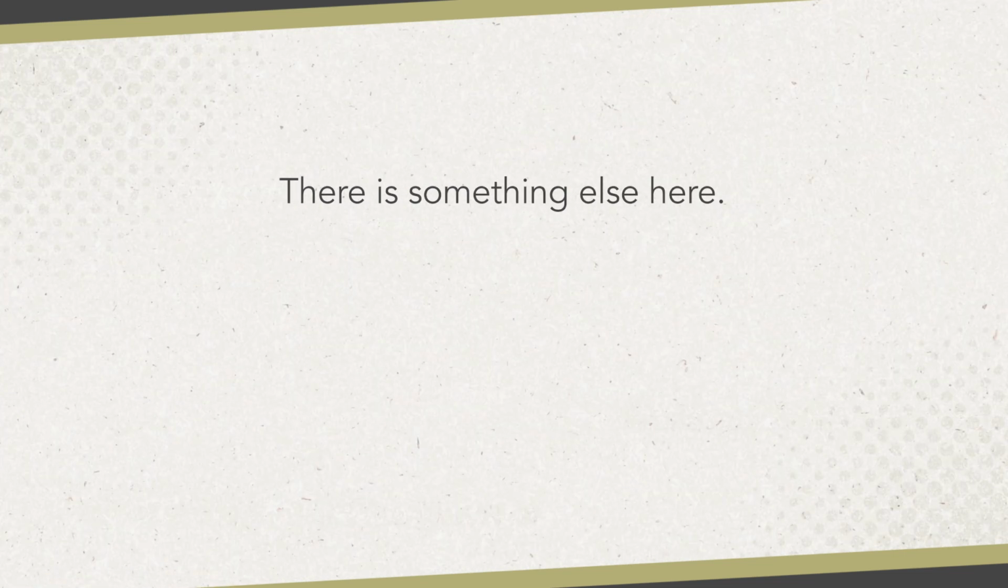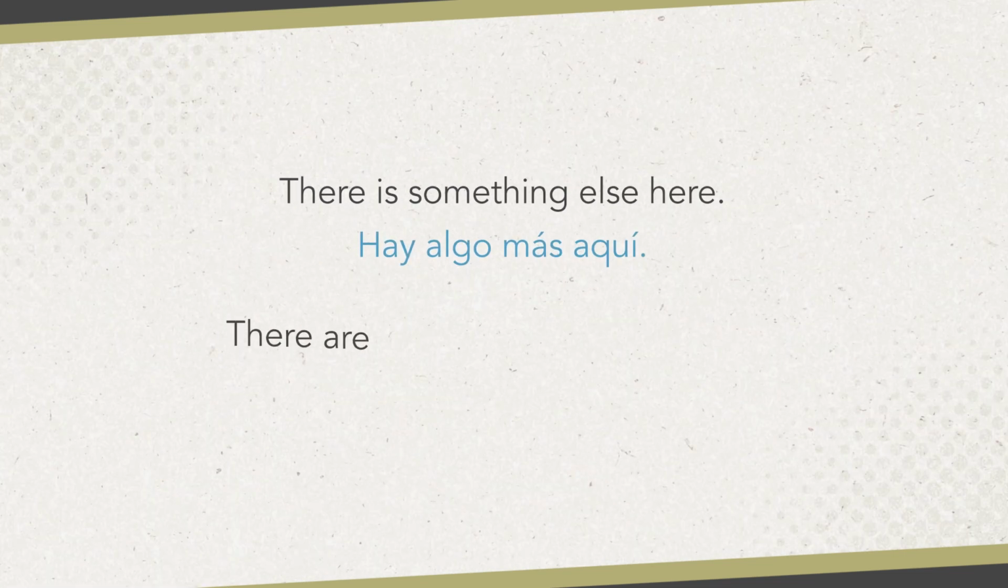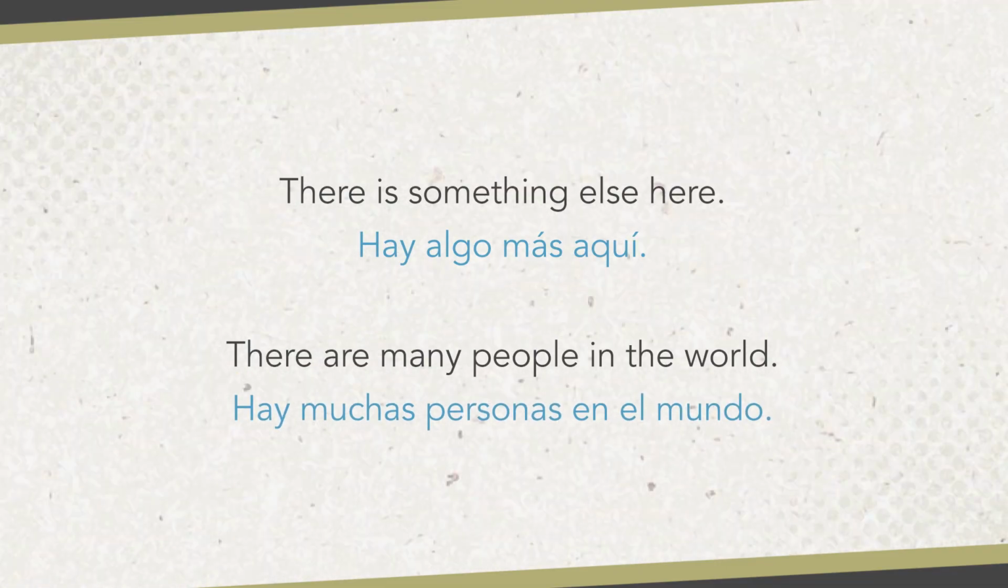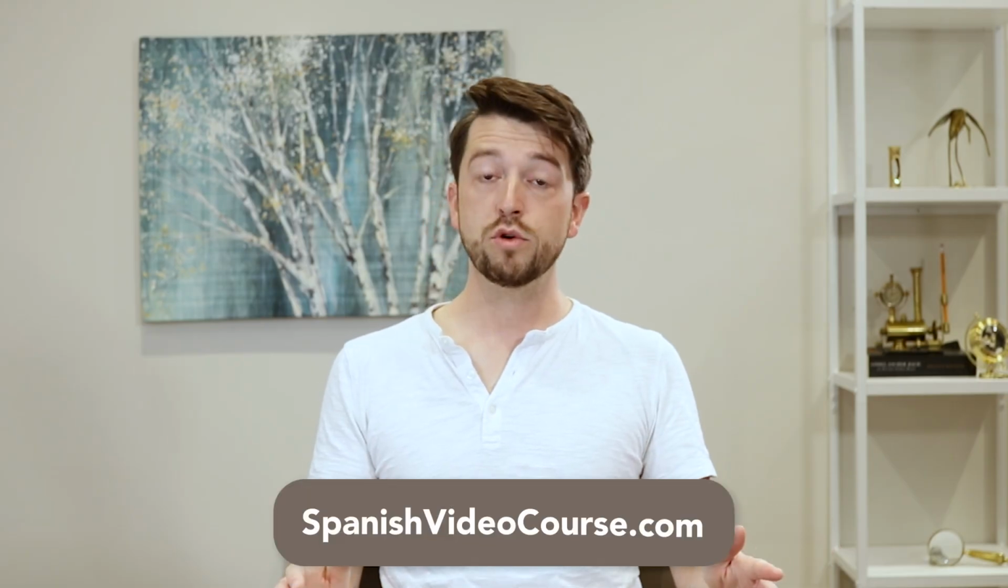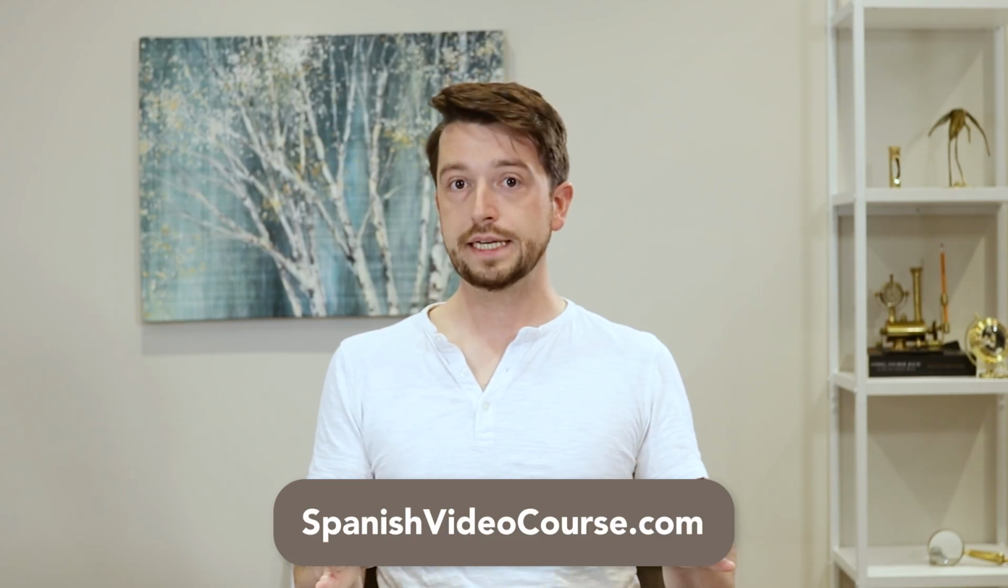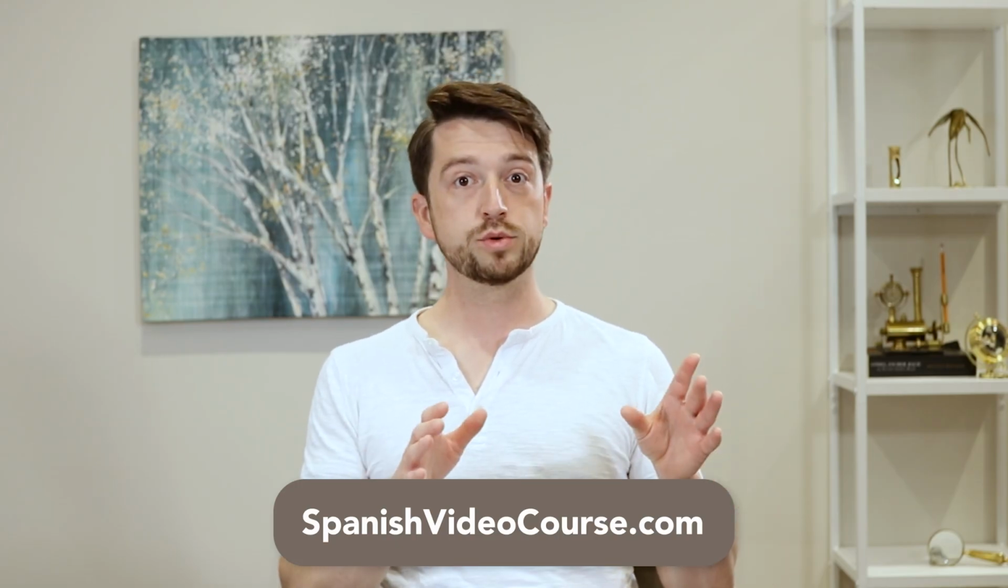Here are a couple more examples. There is something else here. Hay algo más aquí. There are many people in the world. Hay muchas personas en el mundo. If you want to dive deeper into how the word hay works and some of the weird things that it does in other tenses, check out lesson 48 of our free course at SpanishVideoCourse.com. That lesson goes into a lot more detail on why hay is one of the strangest but most useful words in Spanish. For now, let's do a quick quiz on everything we've learned today.